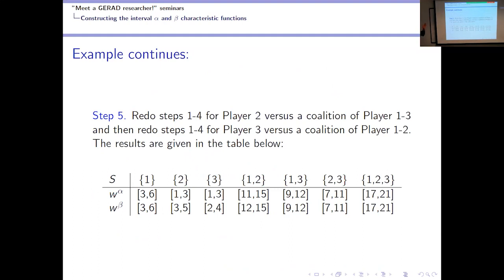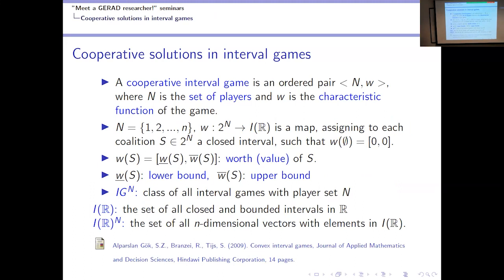And the last step, repeat those steps for all possible collisions. As I said before, the results are given in the table, and I'm going to give more detail about this table later on. But you can see all of the values in this table. And okay, let me move to the cooperative part of our work.